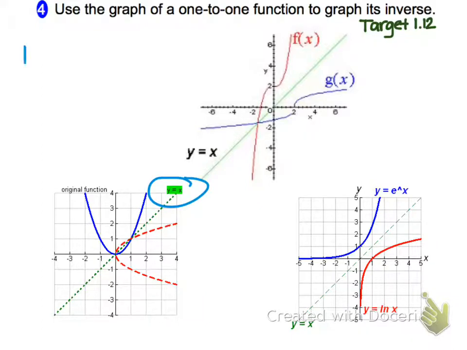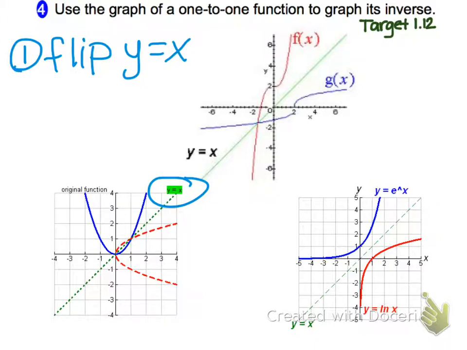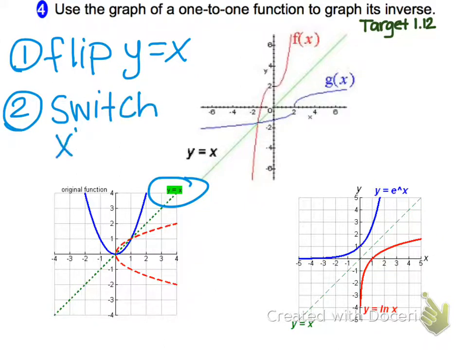So if you'd like to use symmetry, your first choice is to flip the graph over y equals x. Now, if you don't like that, the other option is to just switch the x and y values and plot the points. It's doing the same thing. So if you switch your x's and y's and plot the points, you'll also get the graph of the inverse. So let's try a few.